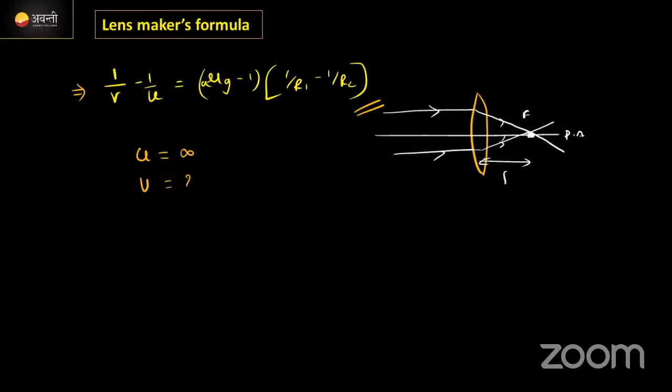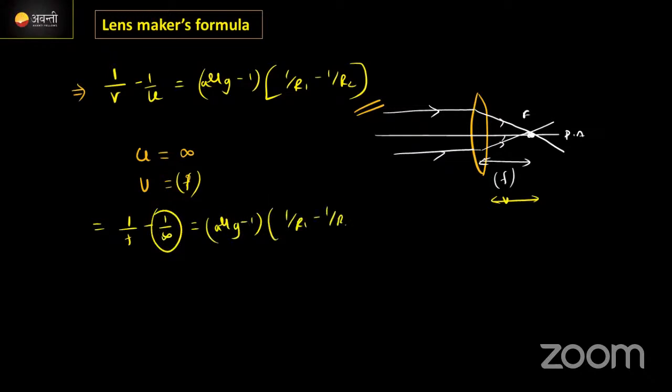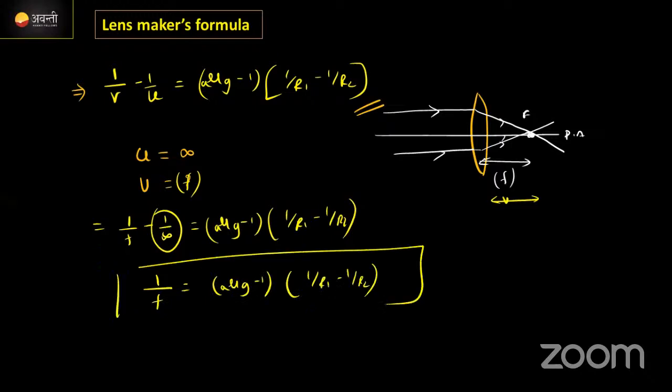The distance we call the focal length. Correct? The focal length is the image distance then. Now substitute the value of image distance as the focal length. Then this equation will become 1 by f minus 1 by infinity. What is 1 by infinity? The total term will be 0 here. Remaining term here: mu g with respect to a minus 1 into 1 by r1 minus 1 by r2. This term will be 0, which means 1 by f is equal to mu g with respect to a minus 1 times 1 by r1 minus 1 by r2.